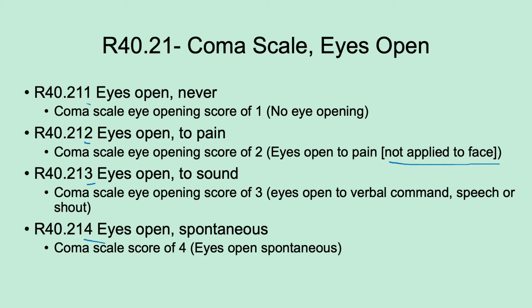R40.213, eyes open to sound. Coma scale, opening score of 3. And this word, they use a little bit more specific wording in the scale, although it means pretty much the same thing. Eyes open to verbal commands, speech, or shout. So it responds to sound of some kind. R40.214, eyes open spontaneously on their own. This is a coma scale of 4, eyes open spontaneously.